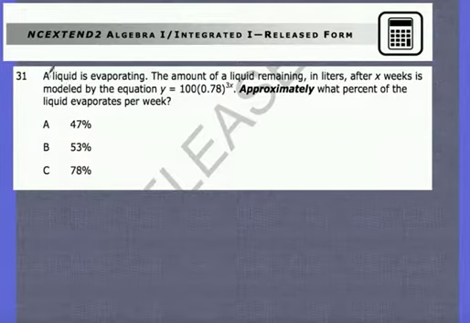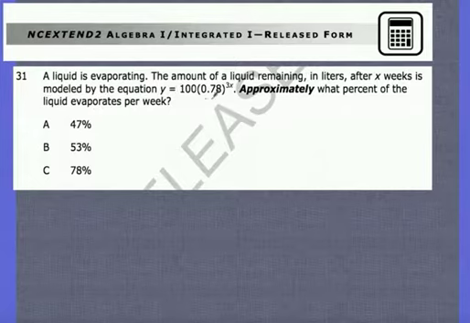Number 31 said, a liquid is evaporating. The amount of liquid remaining in liters after x weeks is modeled by the equation y equals 100 times 0.78 to the 3x. Approximately what percent of liquid evaporates per week?